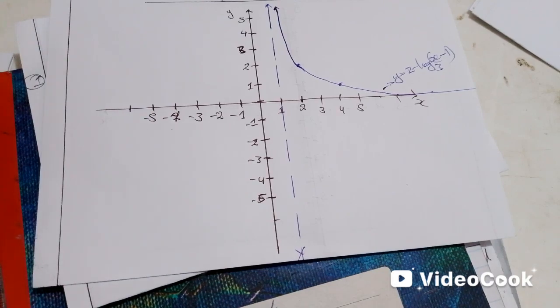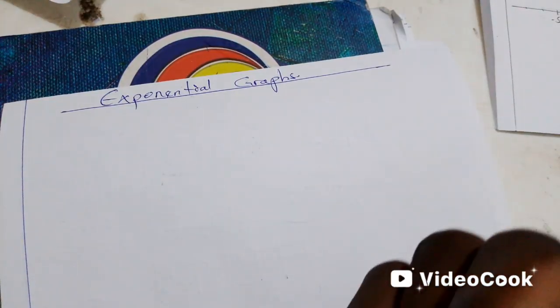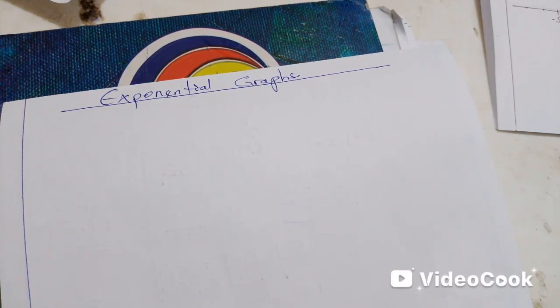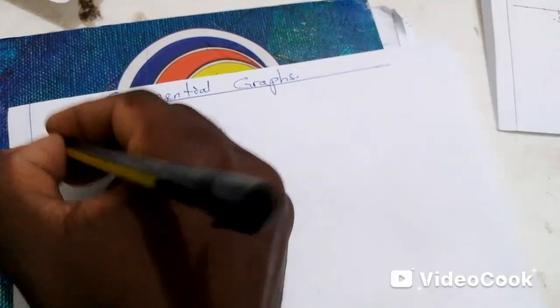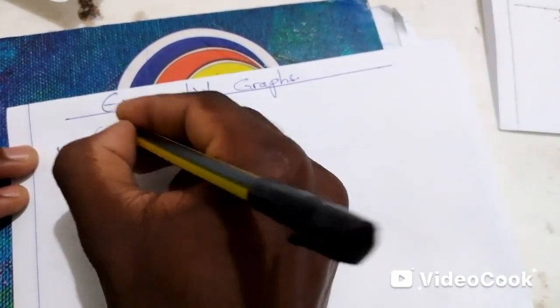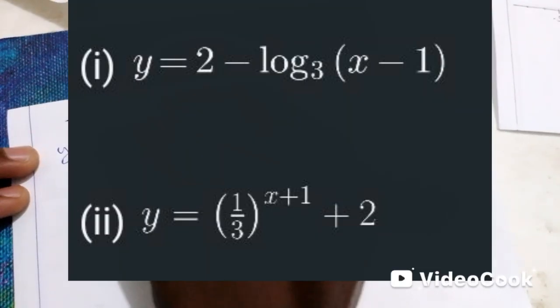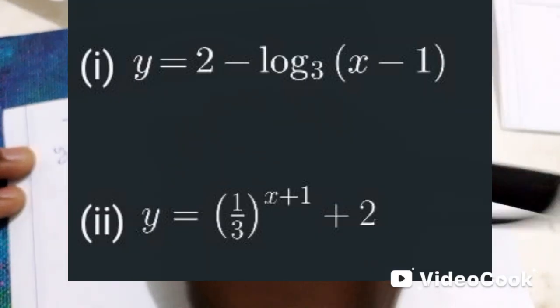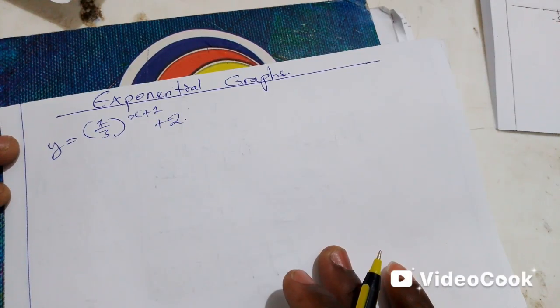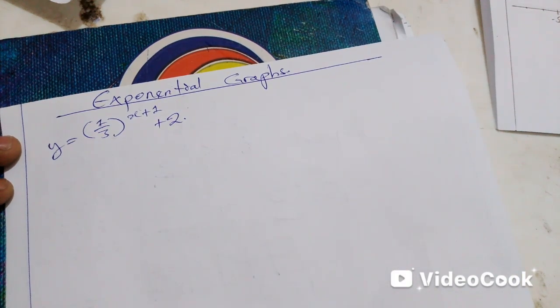Okay guys, this is the second question, which is about the exponent. So we're sketching y is equal to 1 over 3 to the power of x plus 1, plus 2. In this equation, what do we have to know? Always we are going to treat the constant. We're going to do the same thing as we did for the log.